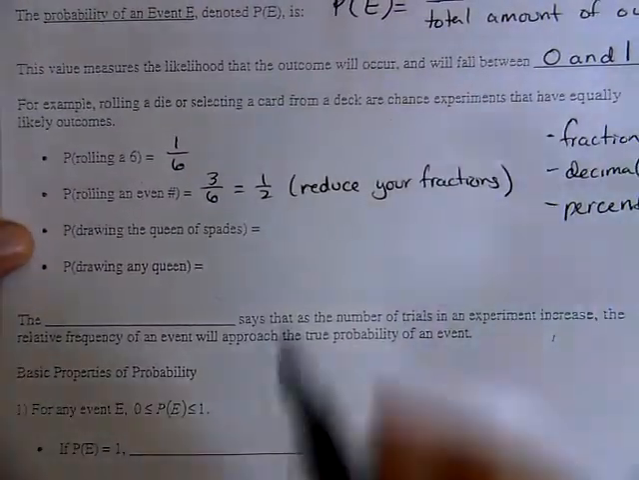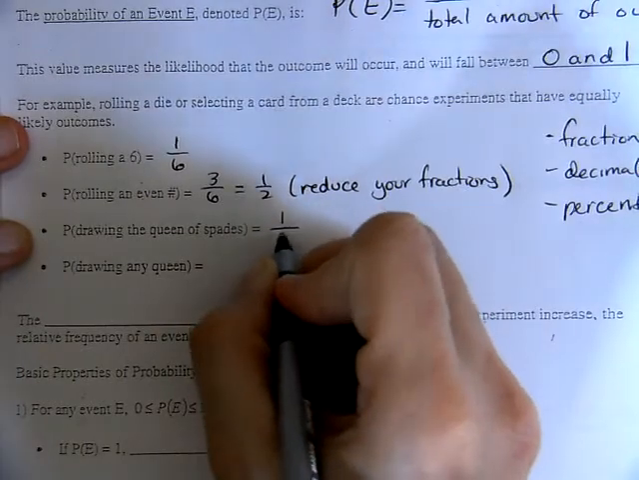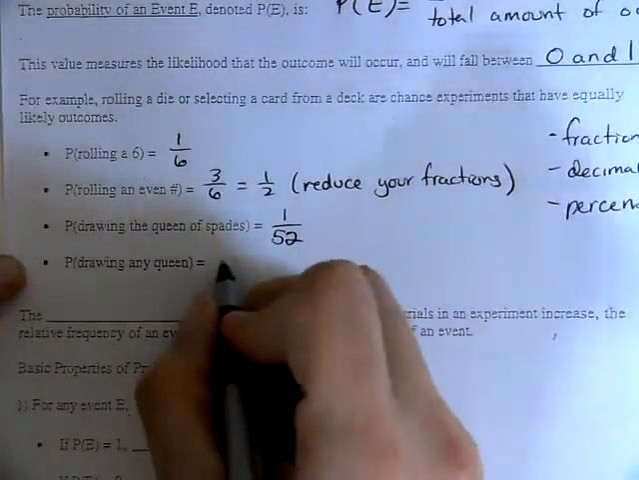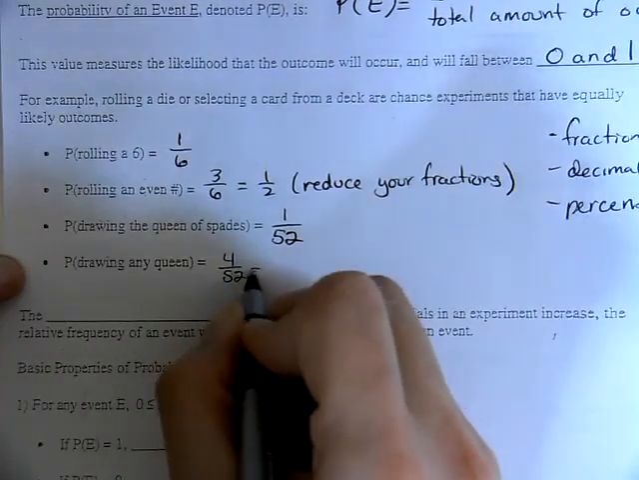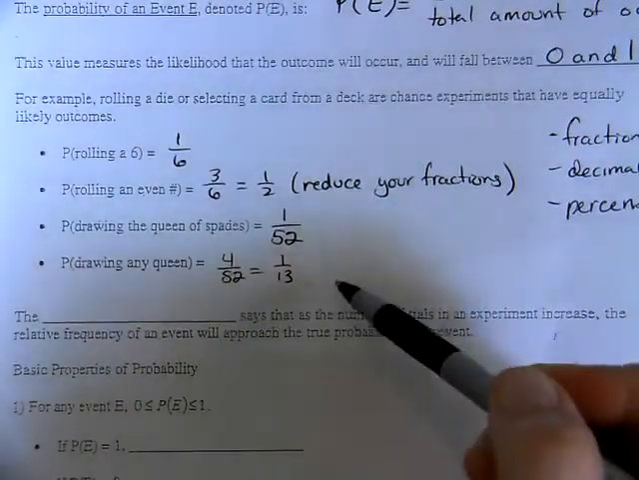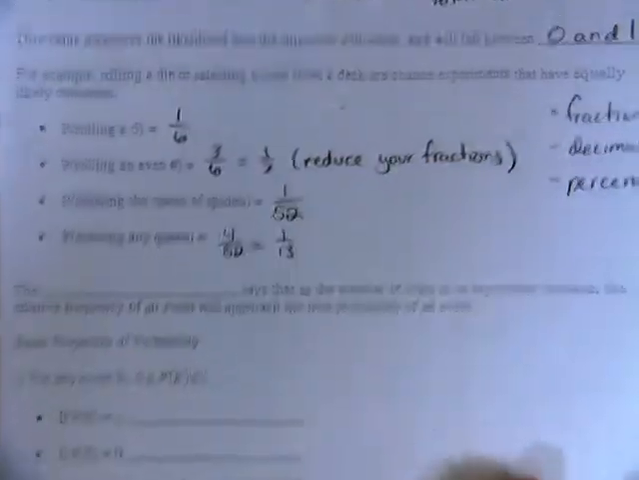Okay, drawing the queen of spades, that's 1 out of 52. And then drawing any queen, again, would be 4 out of 52, so 1/13. The only thing we will take off points on is if you do not reduce your fractions.